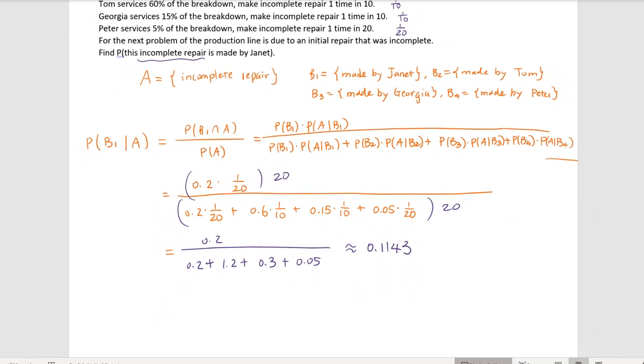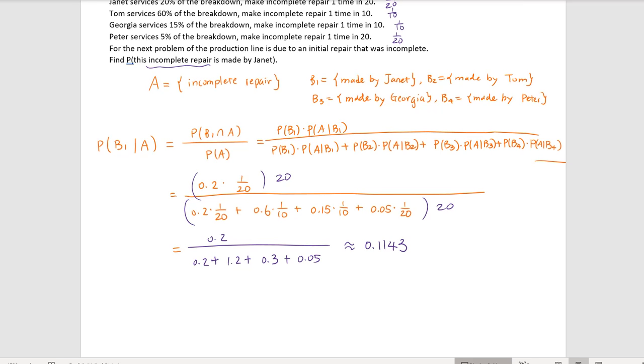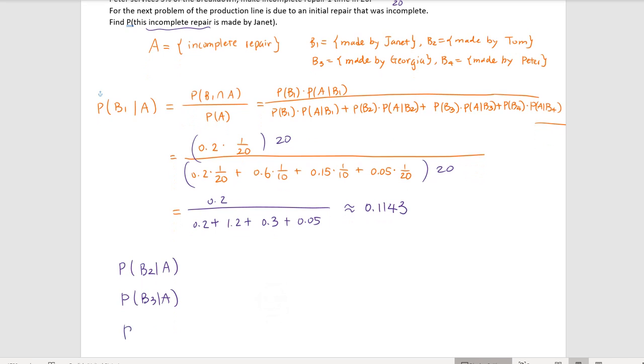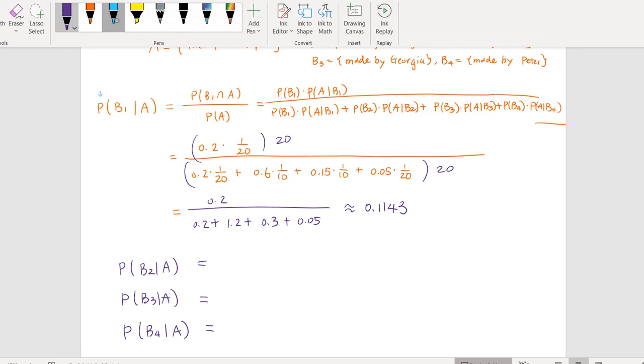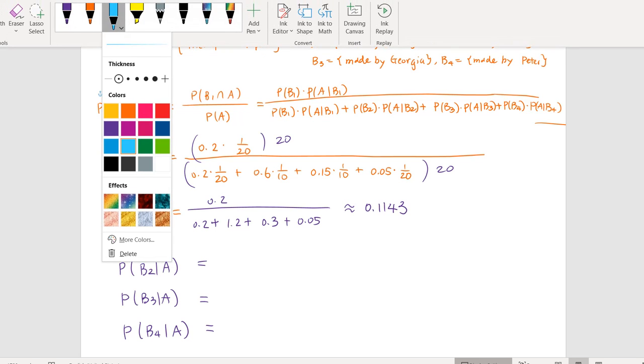Okay, so now I want you to do more exercise. You can try to find P of B2 given A, P of B3 given A, and P of B4 given A. Okay? Have you finished? Yes. Okay, let's check our work.